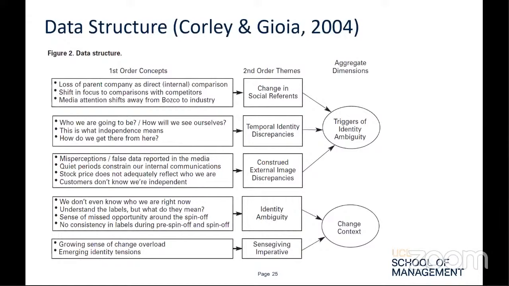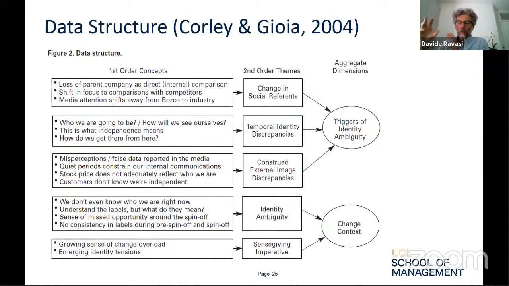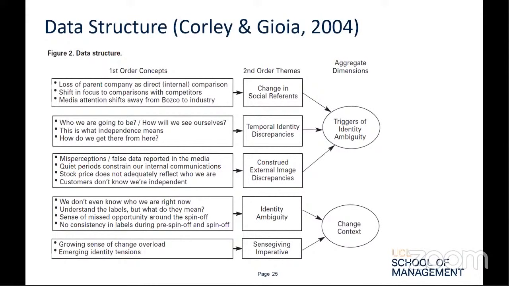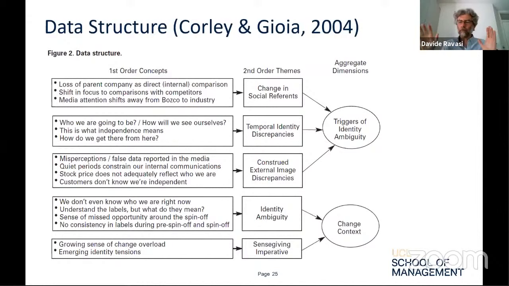So you don't necessarily need an aggregate dimension. We'll get to that later. But you need at least two levels. You need an empirical level and a theoretical level. Sometimes you find it useful to group the second order constructs, themes, call them as you will, into broader conceptual areas, aggregate dimensions. Occasionally, very rarely, you may need a fourth level. It may happen, but usually it's three, sometimes two. And two is enough. If you don't feel the need to group them into aggregate dimensions, you don't really have to, as long as you have the second order themes and you use them to build your model.